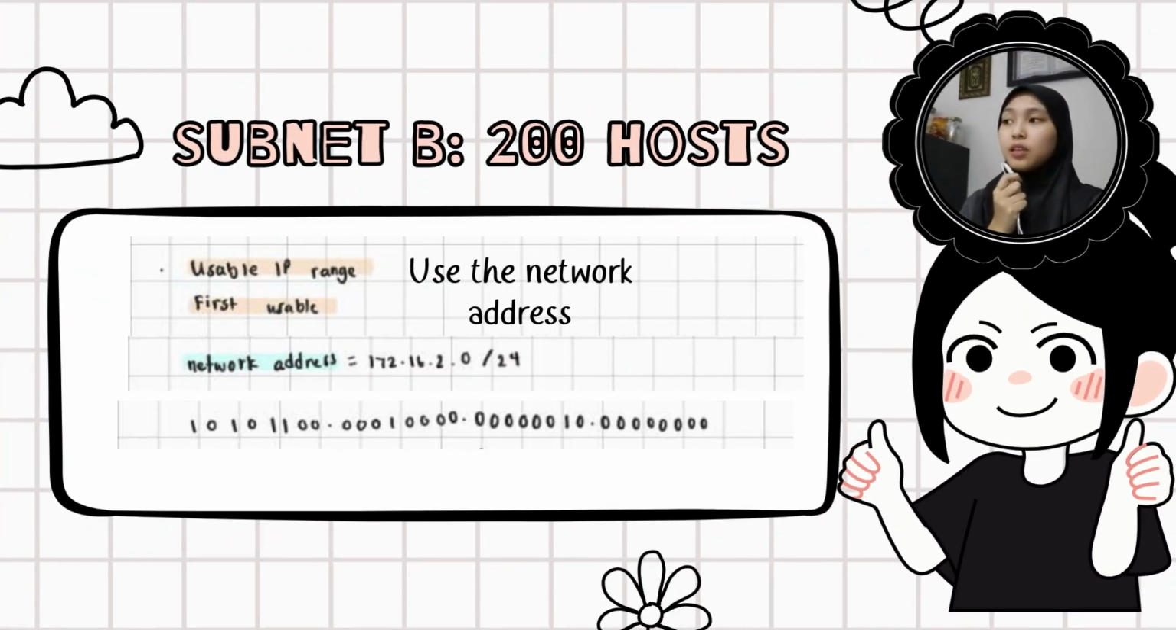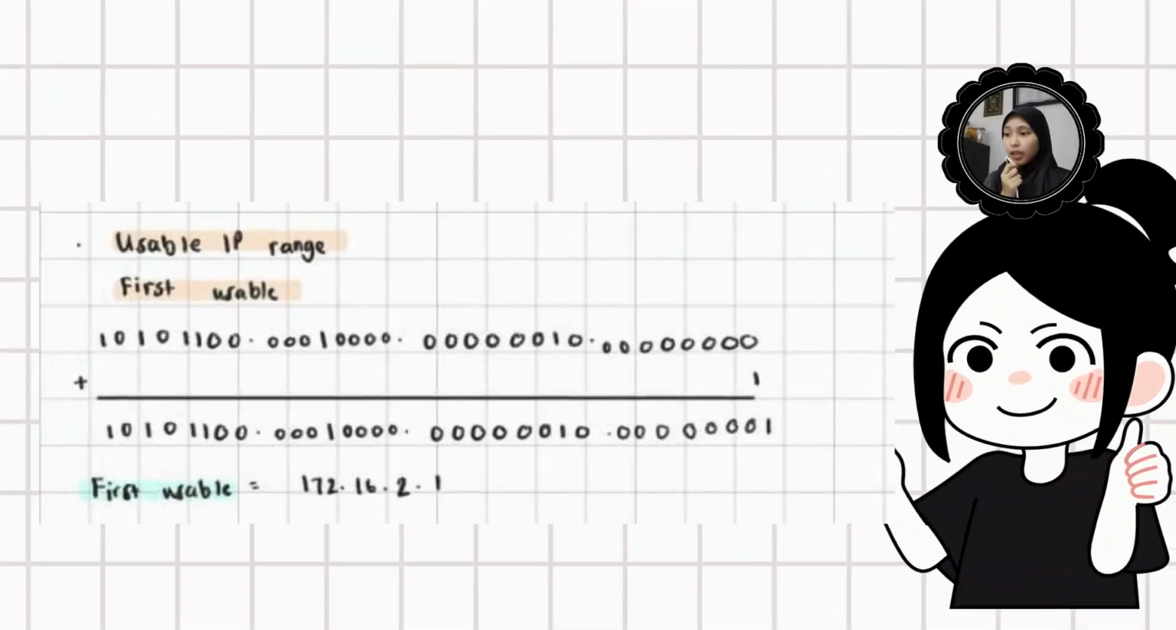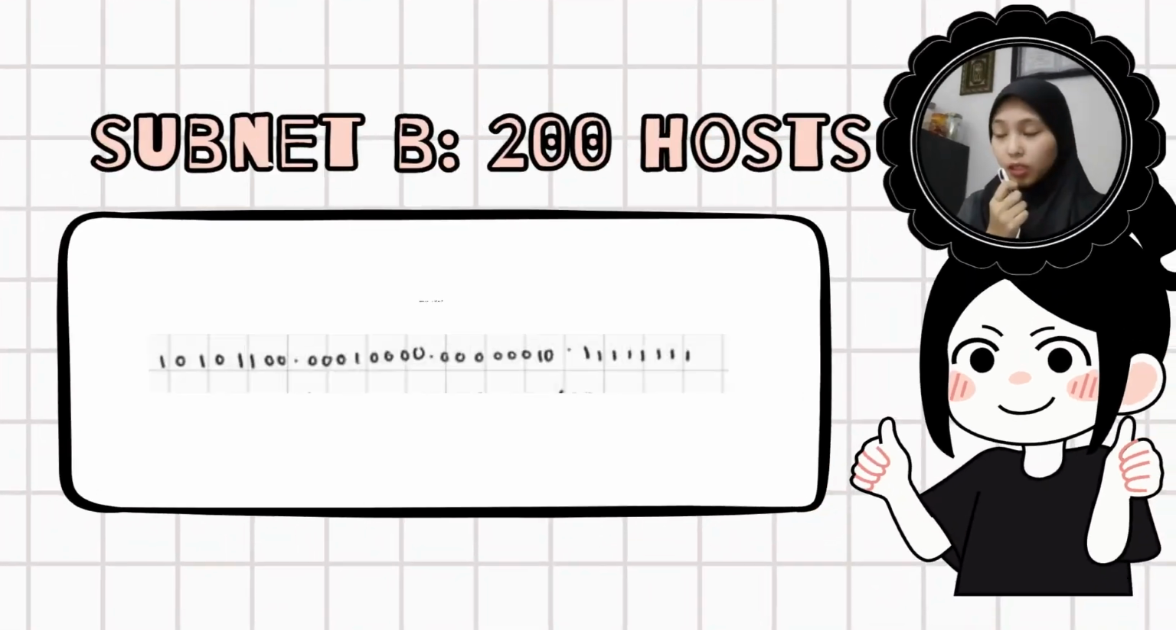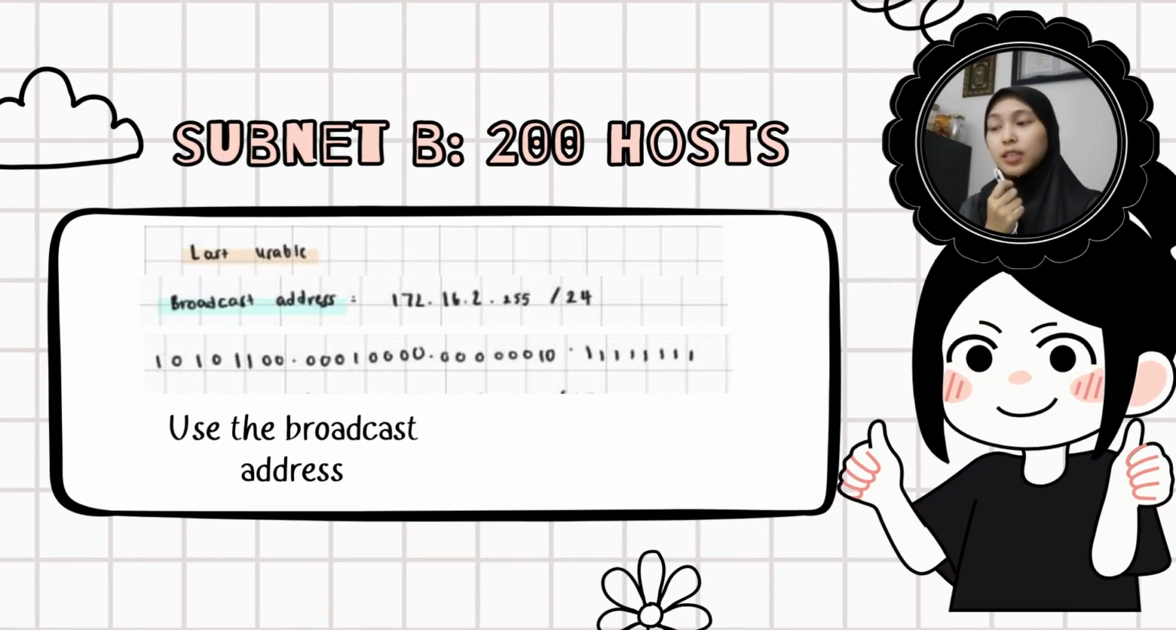After we get the network address and broadcast address, we can find the usable IP range. First, I'm going to find the first usable. I'm going to use the network address that I got earlier and convert it to binary. And then next, I'm going to add 1 to it. And then I got it. Then I'm going to convert it to decimal, which gives 172.16.2.1.